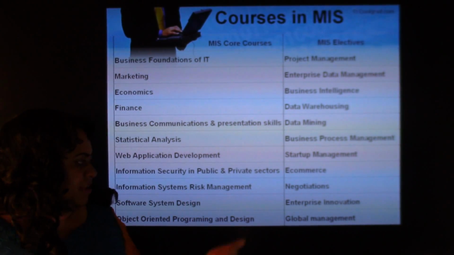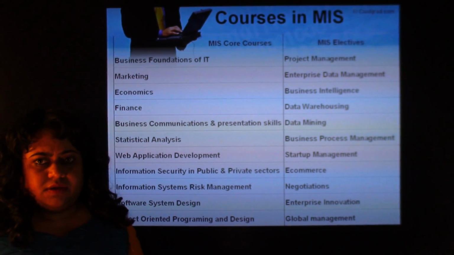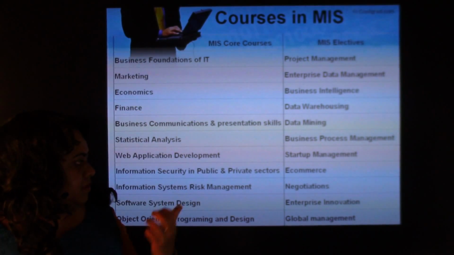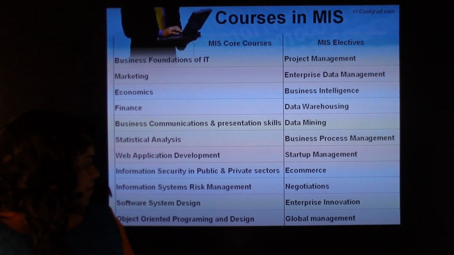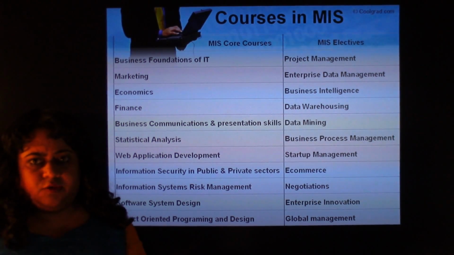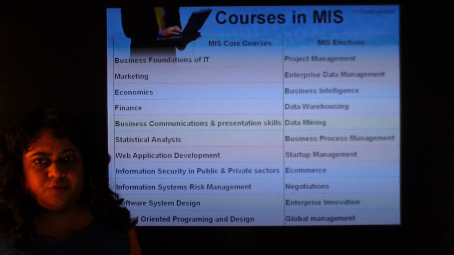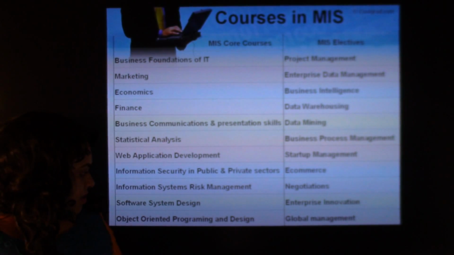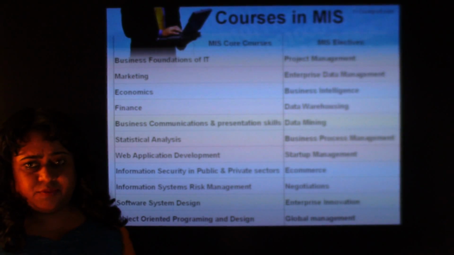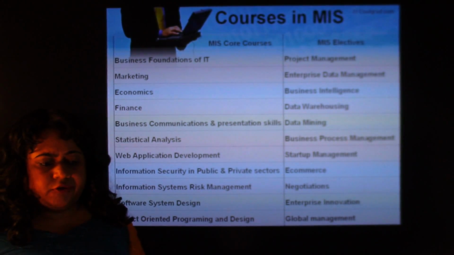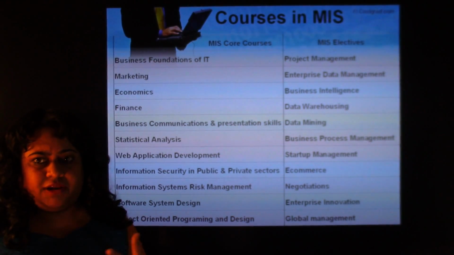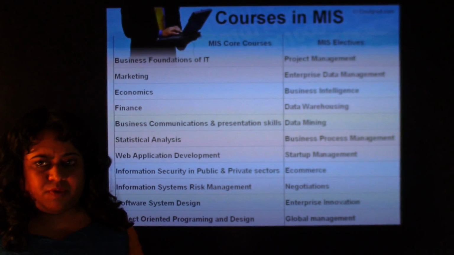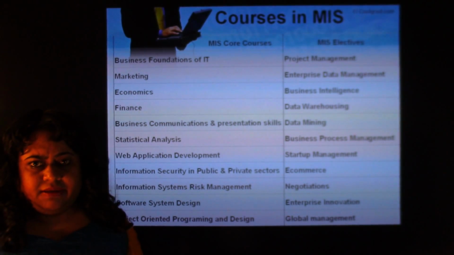Information systems risk management. So this is a slightly different course from the public and private sector info security management. In risk management, we talk about what are the different threats and how to proactively prevent them and things like that. Software system design. So we talk about how to do basic software architecture and software modeling, and model the business processes and translate them into business requirements at an architectural level, so that the entire system is scalable and sustainable.